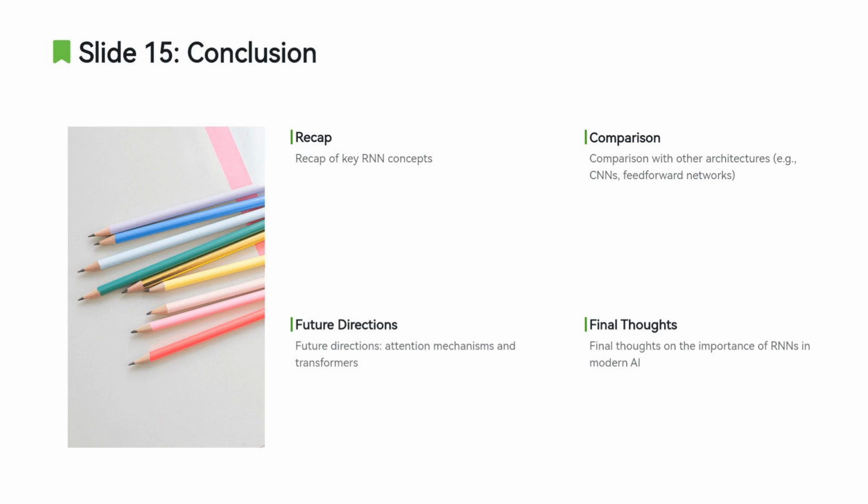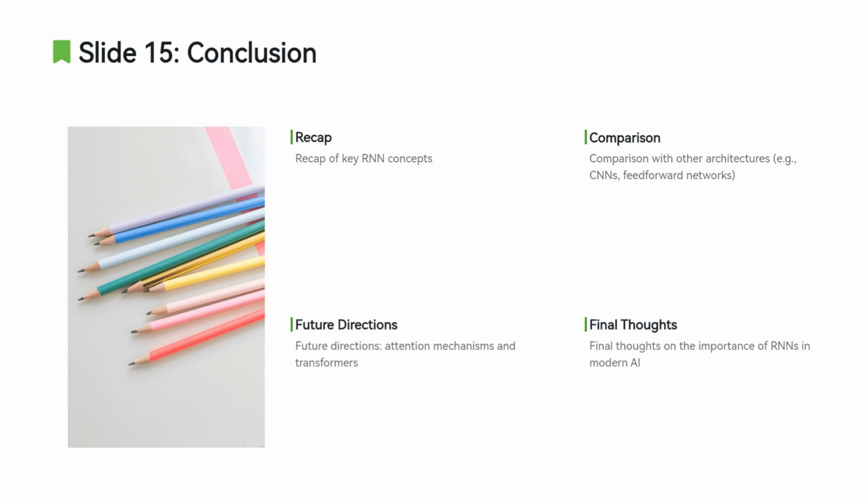To conclude, recurrent neural networks, RNNs, are powerful tools for processing sequential data, enabling models to capture temporal dependencies in tasks like language modeling, time series prediction, speech recognition, and video analysis. While they have some limitations, such as the vanishing gradient problem, architectures like LSTMs and GRUs have made RNNs more effective for longer sequences.